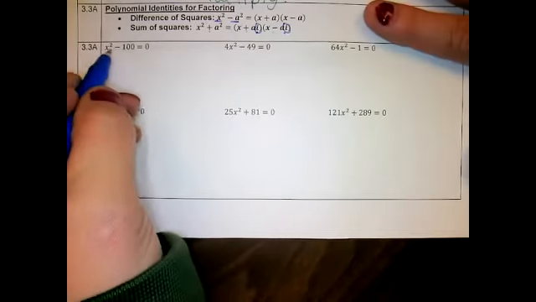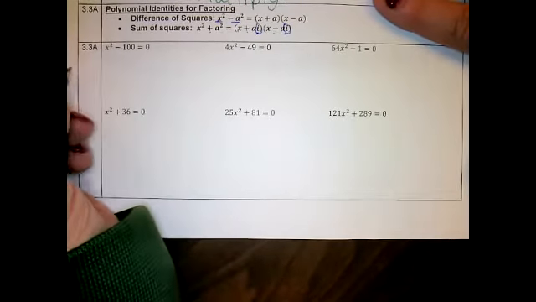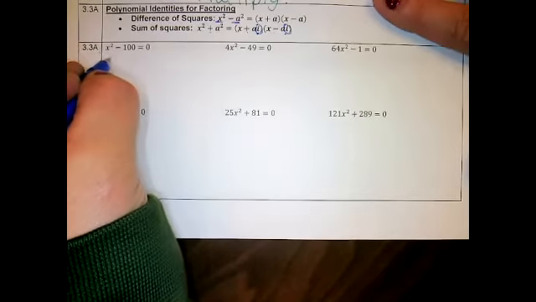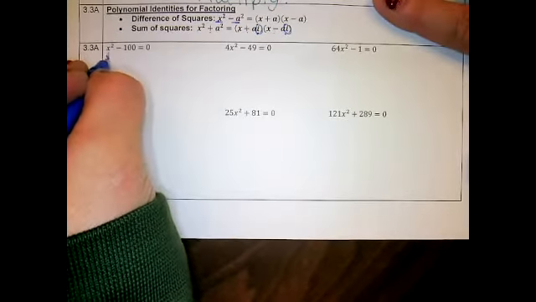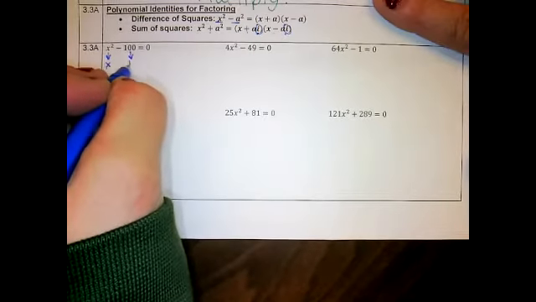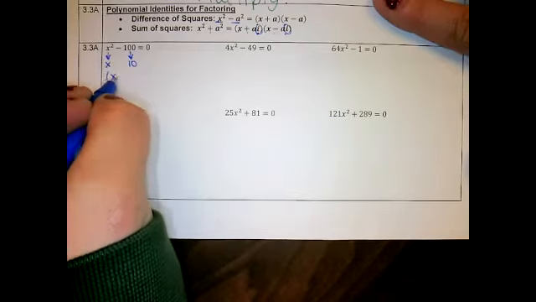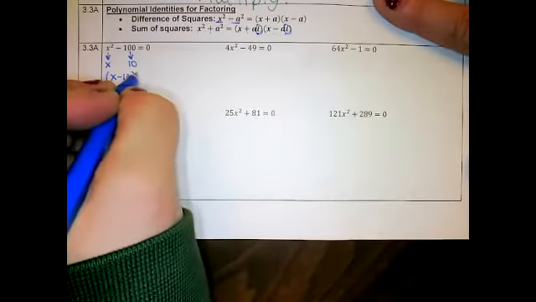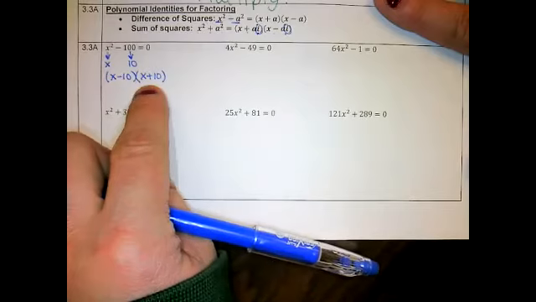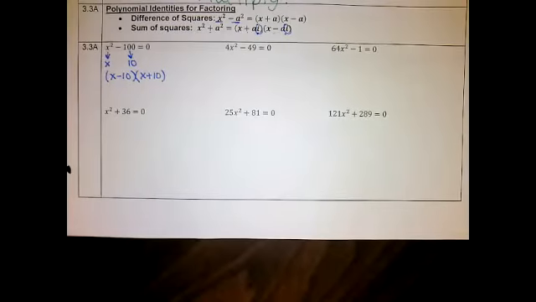So let's go ahead and look at this first problem. Here, my x squared is a perfect square, because if I take the square root of that, I get x. 100 is a perfect square, and I get 10. So my answer to the factoring problem would be x minus 10 times x plus 10. And you could write x plus 10 times x minus 10. It doesn't matter the order of these factors as long as you have both of them there.